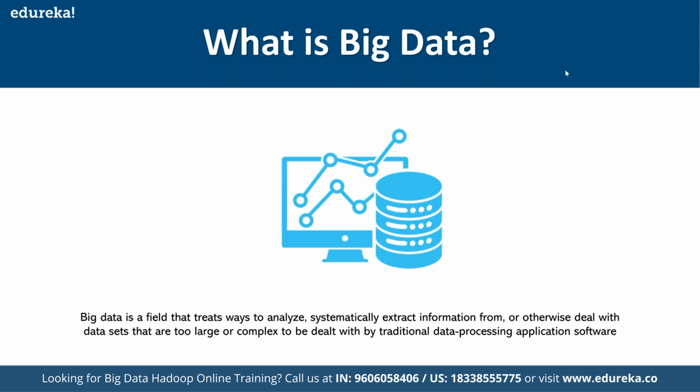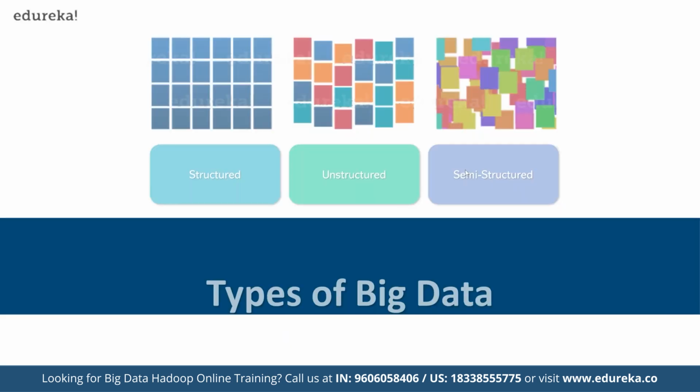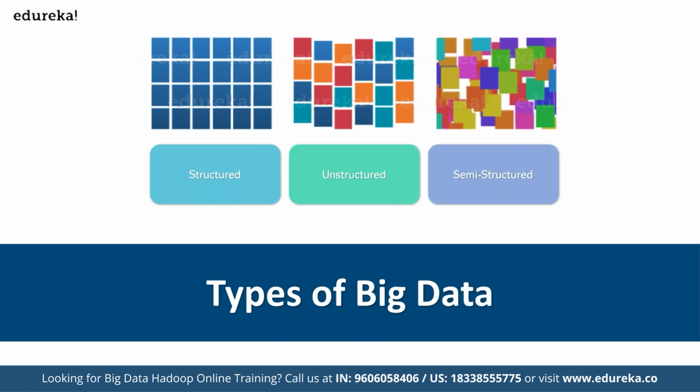Big data is a field that treats ways to analyze systematically, extract information from, or otherwise deal with data sets that are too large. So basically, from this definition, the data which is too large to be handled by traditional processing systems such as RDBMS is your big data. But largeness, or volume, or size is not the only property that turns data into big data. So what are those additional properties? We call them the properties, or V's, of big data. We will look at the V's of big data on the next slide.